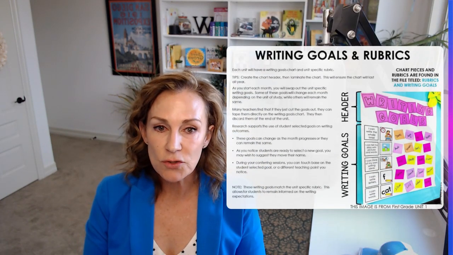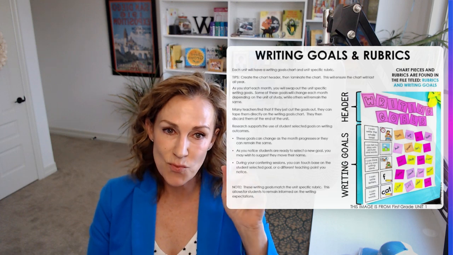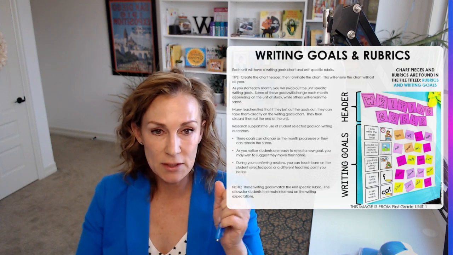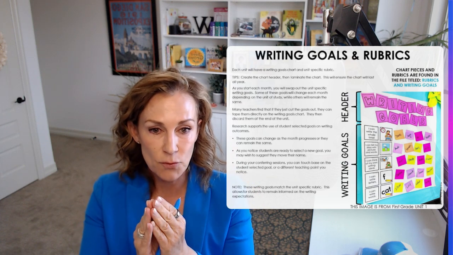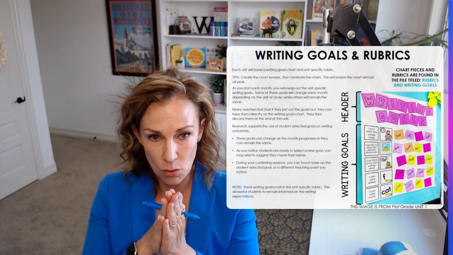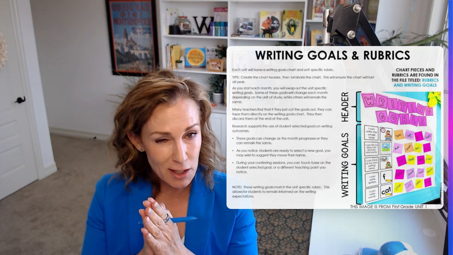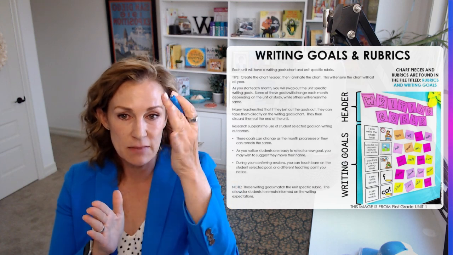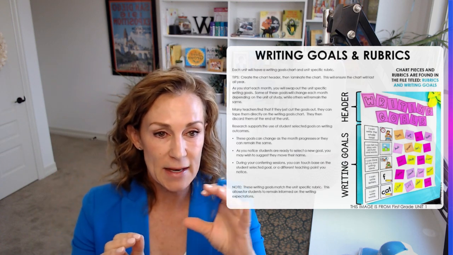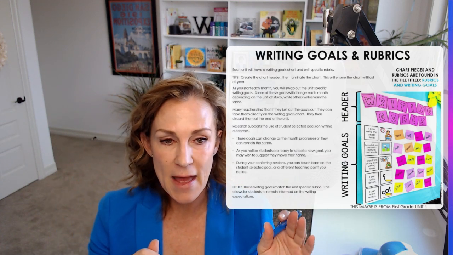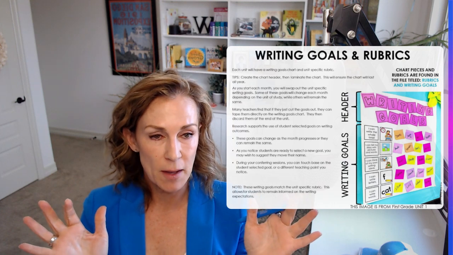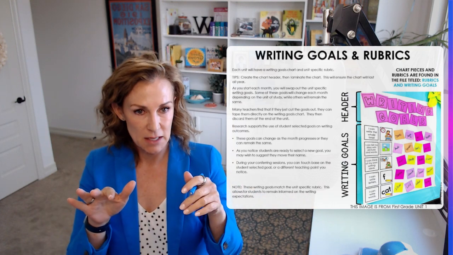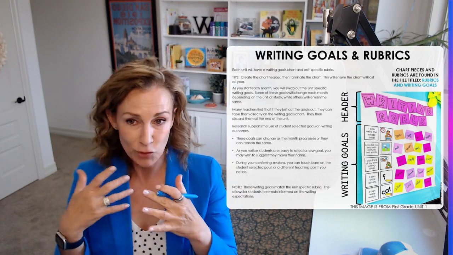The other thing that's included in your units is writing goals and rubrics. Those are included in each unit, and each has a different rubric and a different writing goal chart. Now you're like, I don't want to be making a new chart every time. You don't need to do that. What I would suggest, and the information is here, is to go ahead and create the header. And I put that on regular anchor chart paper, and then I run it through a big laminator because it's going to last me like forever.